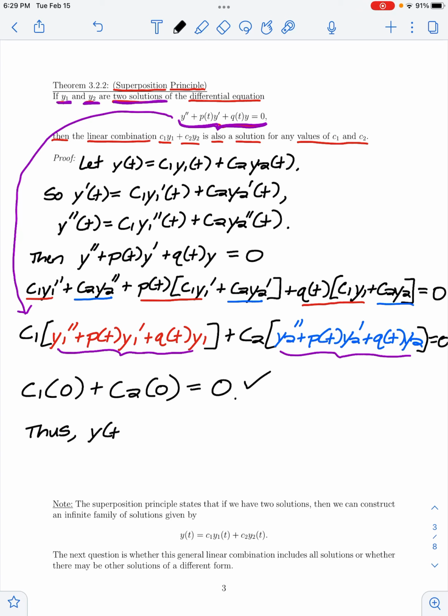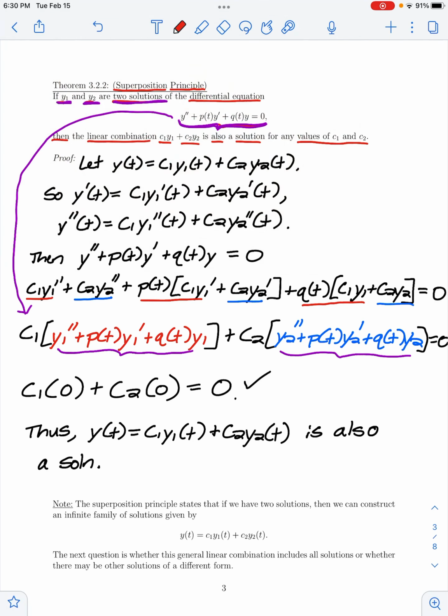So what I have shown is that my linear combination c1y1 plus c2y2 is also a solution of this homogeneous second-order linear equation.